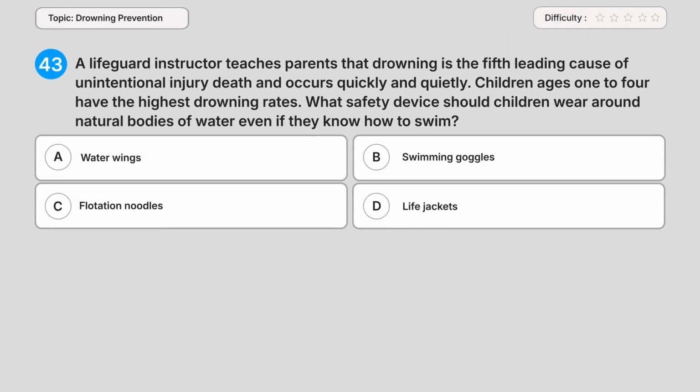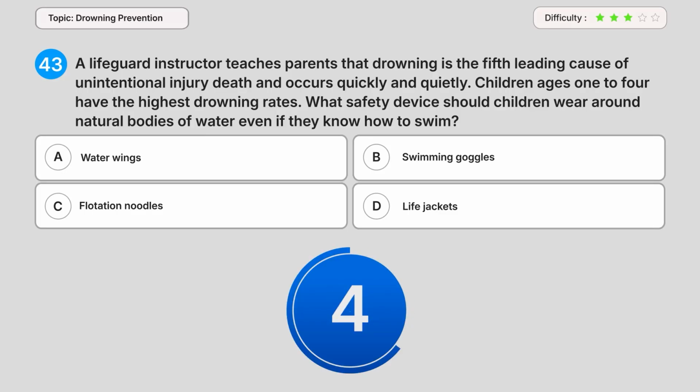43. A lifeguard instructor teaches parents that drowning is the 5th leading cause of unintentional injury death and occurs quickly and quietly. Children ages 1 to 4 have the highest drowning rates. What safety device should children wear around natural bodies of water, even if they know how to swim? A. Water wings. B. Swimming goggles. C. Flotation noodles. D. Life jackets. What do you think is the answer?